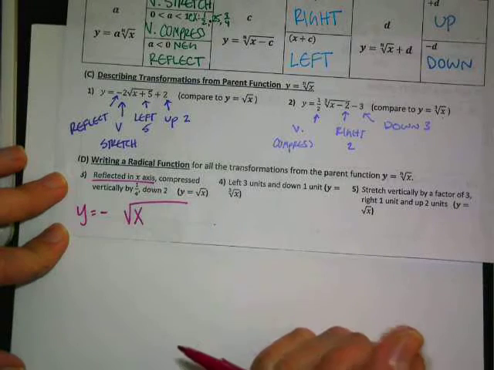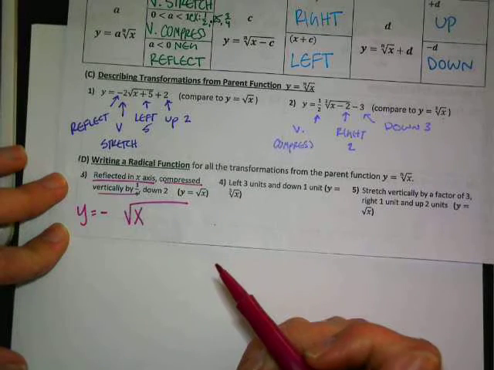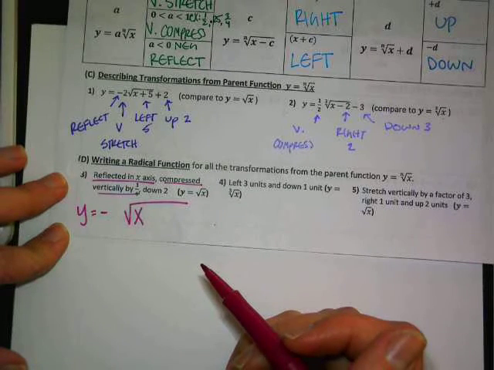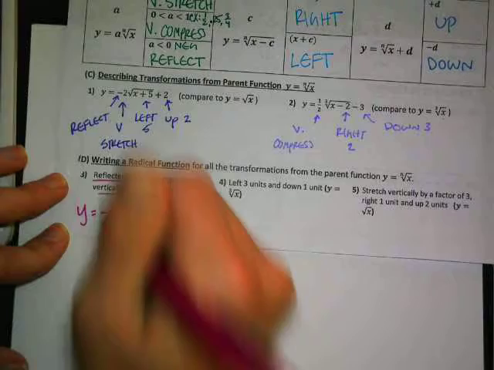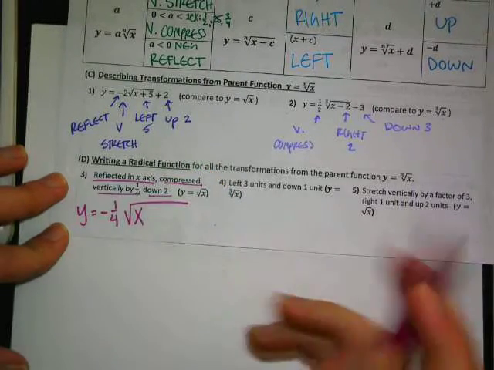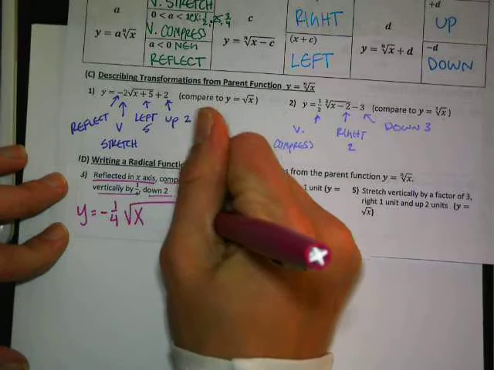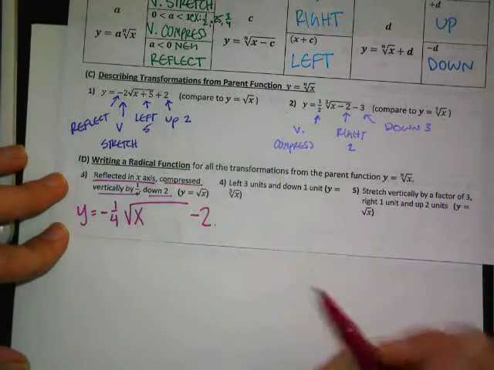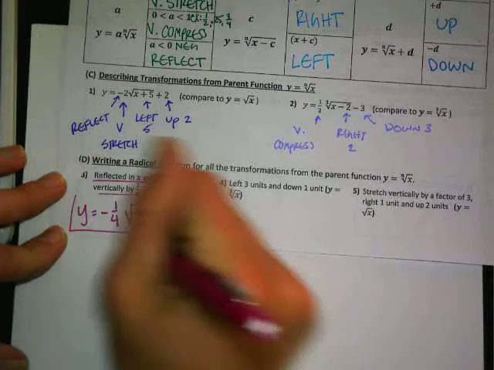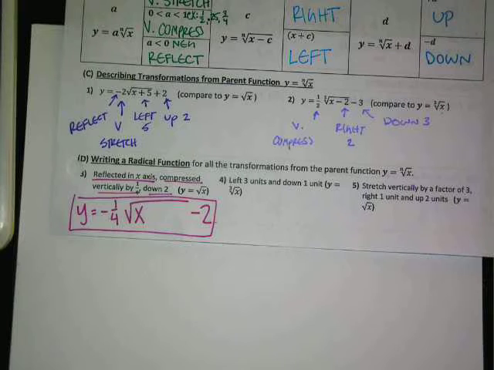So, reflected is the negative sign in front. Now it says compressed vertically by 1/4. Where is that going? In the front, right after the negative. And then it says down 2. Where is that going? On the outside, in the back, -2. Is there anything on the inside? Nope. So I don't really have anything. There's really no need to make your root that long.